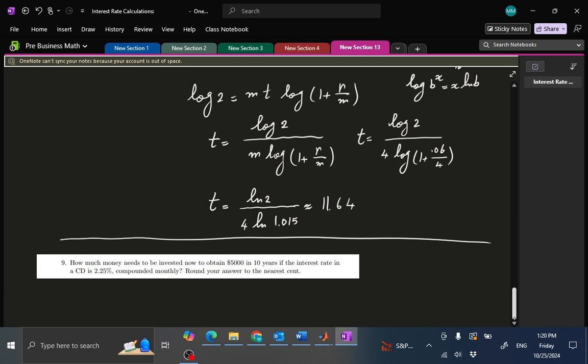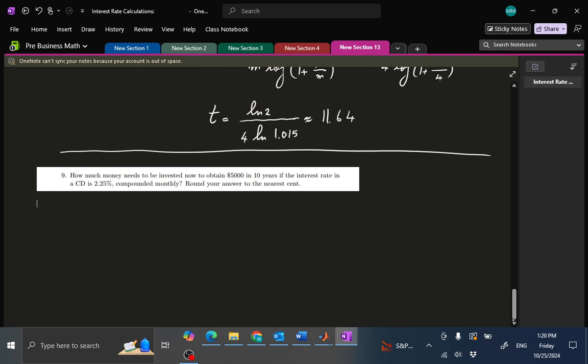So what formula is applicable here? We are doing monthly compounding. So in general, the amount is P times 1 plus R over M to the power of MT. In this case, we are given that R is 2.25%, which we have to translate to 0.0225, and we are doing monthly, so M is 12. To obtain 5,000 means A is 5,000. That's going to be the accrued amount, the total money that's available.